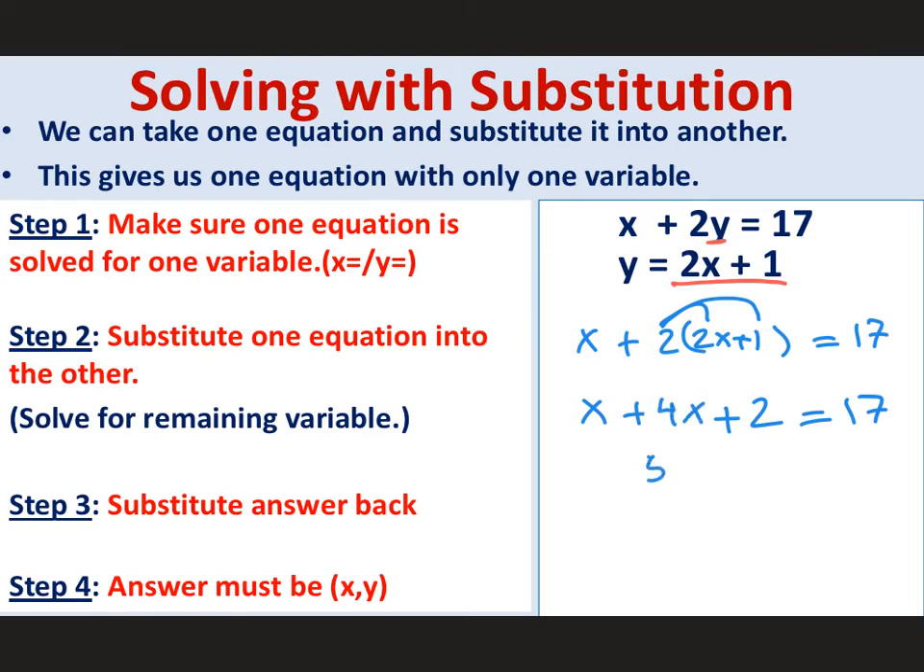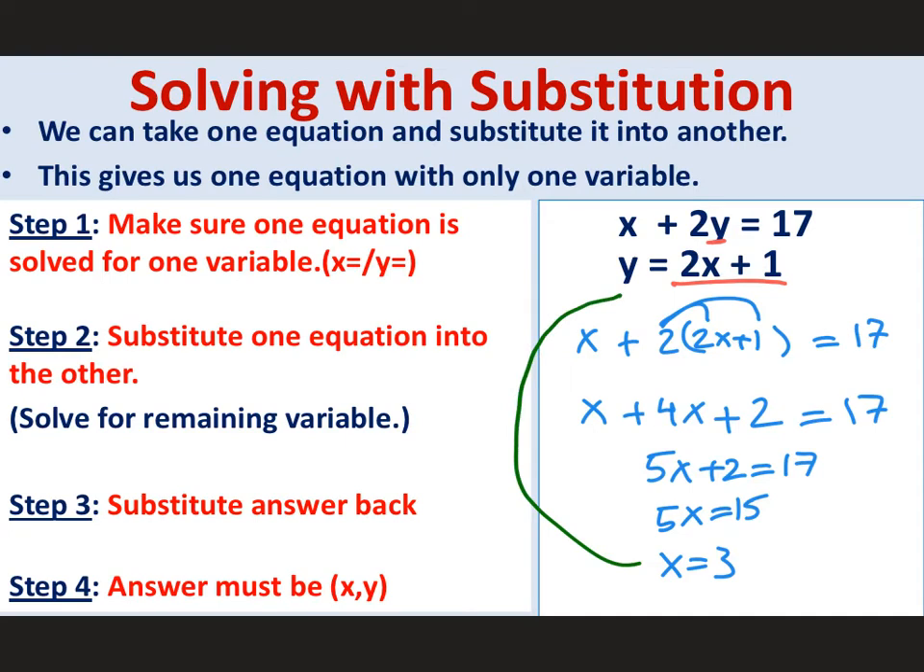Combine your like terms. That's 5x plus 2 equals 17. Subtract the 2. 5x equals 15. x equals 3. So you have part of the answer here, x equals 3, but what you have to do now is take that value and substitute it back into one of the equations. I'm going to pick the second equation just because I think that'll be a little bit easier, and I'm going to go ahead and get y equals 2 times 3 plus 1. 2 times 3 is 6, 6 plus 1 is 7, y equals 7.